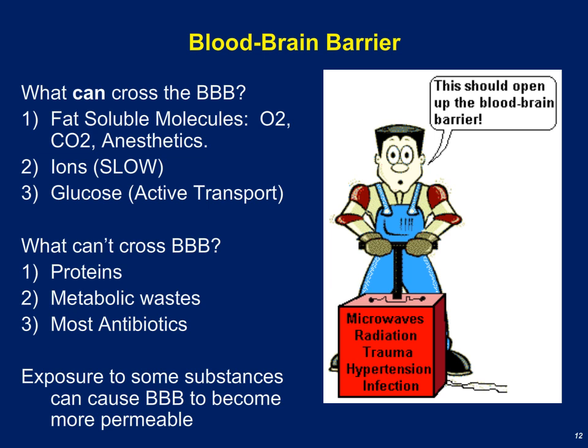Now, as we'll talk about in a few slides, the blood-brain barrier is incomplete, and there are also things that can make the blood-brain barrier temporarily more permeable. These include things like radiation, such as microwaves, trauma to the brain, as in a traumatic brain injury, as well as hypertension and infection. So in some instances, the blood-brain barrier can break down and potentially allow things to move into the brain that we normally don't allow.